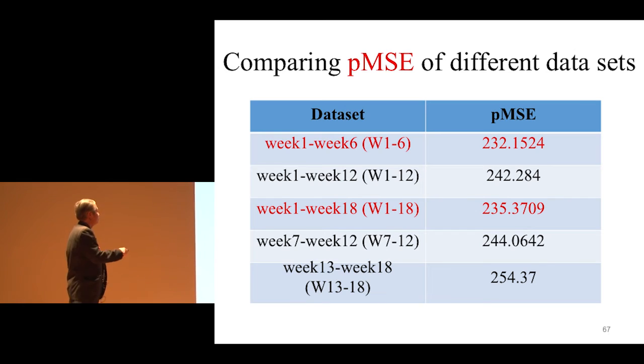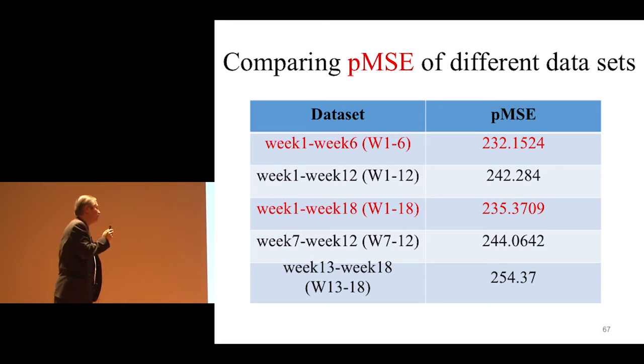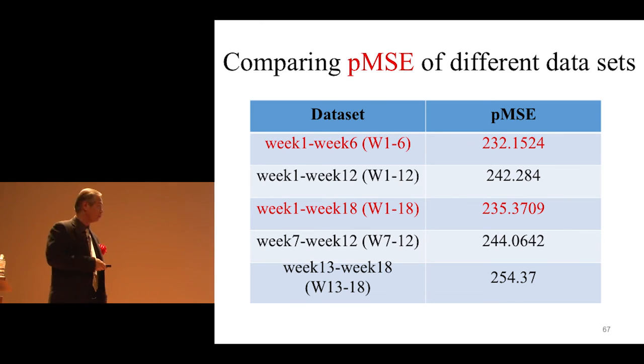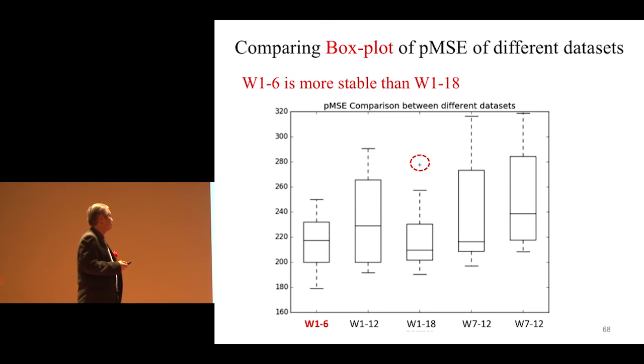So here is the comparison. For weeks 1 to 6, 1/3 of the semester, the performance is here. For the whole semester, 18 weeks, the performance is here. Relatively the same, but weeks 1 to 6 still slightly outperform weeks 1 to 18. We further compare which one is more stable, using a box plot. Weeks 1 to 6 is more stable than 1 to 18 because there is an outlier here.